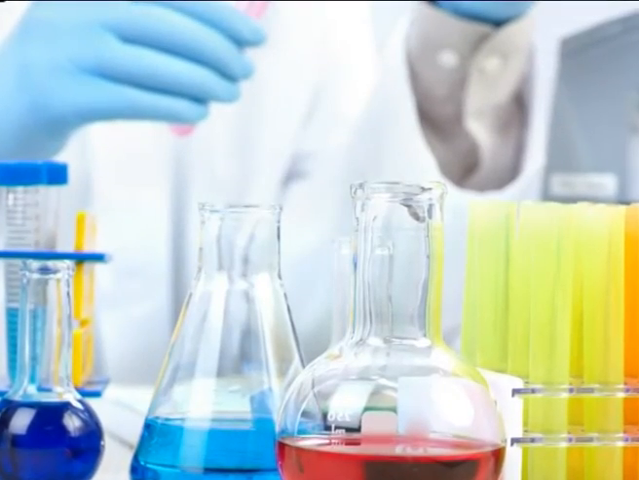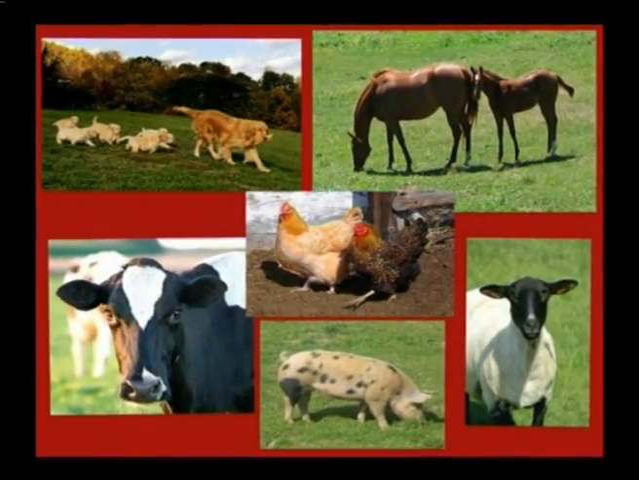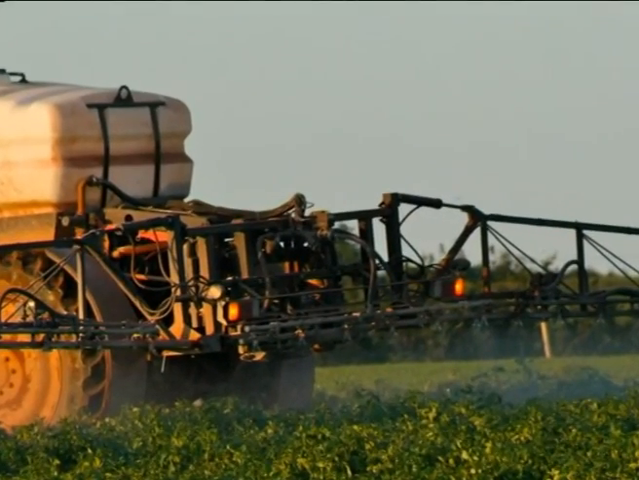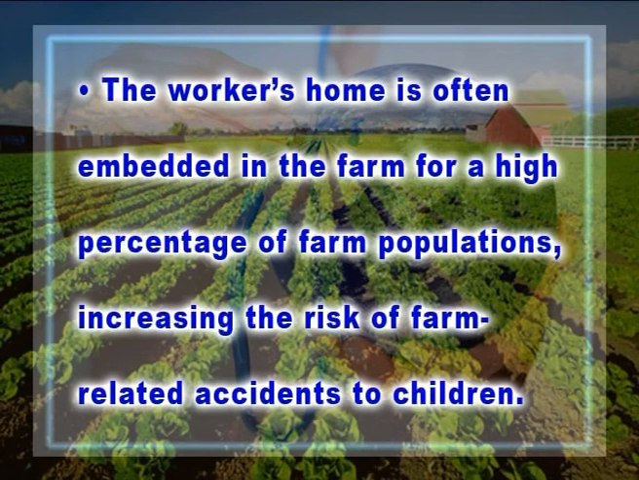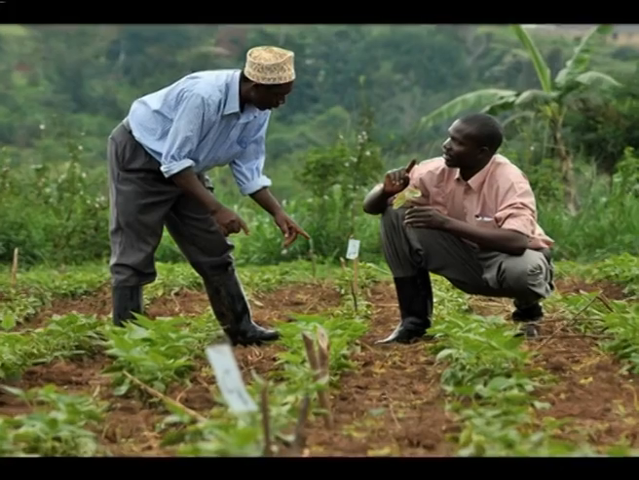There is contact with chemical and biological products. A variety of machines are used. The work is often performed in isolation, out of sight of others. Emergency services are often delayed in time of accidents due to the remoteness of a huge percentage of the work sites. The worker's home is often embedded in the farm for a high percentage of the farm population, increasing the risk of farm related accidents to children. There are high proportions of young and old workers.